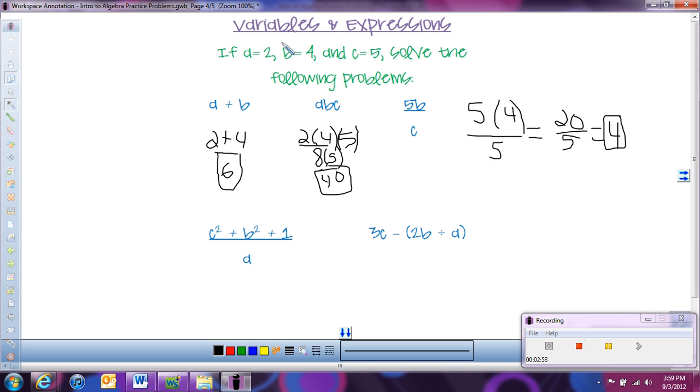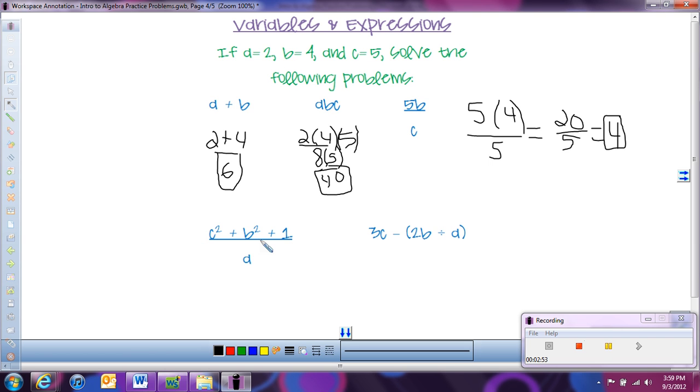So as you can see, when we're working with variables and expressions, an expression is just our variables and our numbers all together. All we're doing is just plugging those numbers into our variable and solving with order of operations. We can go through these other problems down here on the bottom, but it's that same idea. Plug in the numbers and then solve.